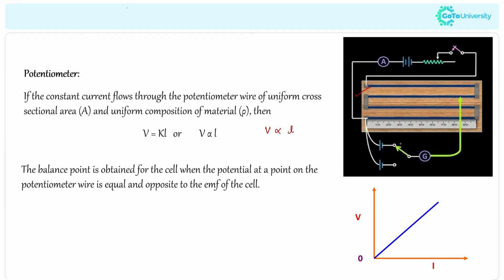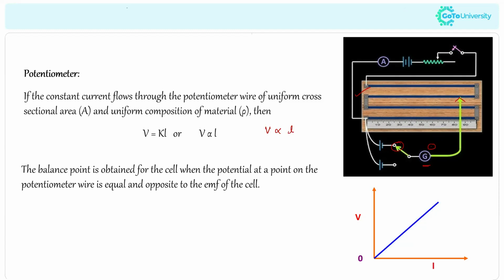So here we will have a jockey. We will just move the jockey on the potentiometer. When the galvanometer is showing, we can check for the corresponding length what the value of voltage is by using a galvanometer, right? Because it's known that the galvanometer is used to show whether the current is present or not.